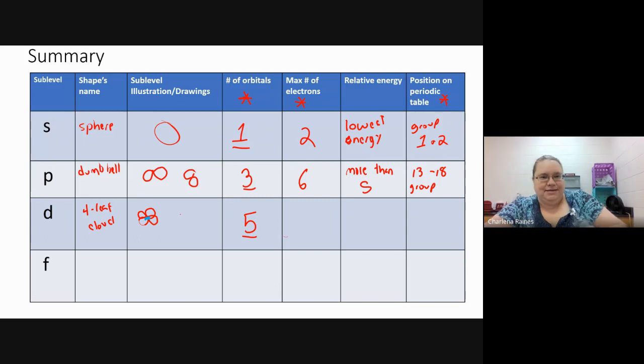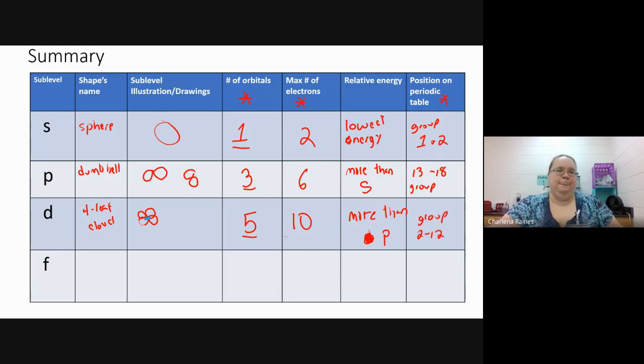All right, back to D, my D sublevel. It has 5 orbitals. Well, with 5 orbitals, it can hold at most 10 electrons. And D takes more energy to get into than your P. So it is a higher energy level. And our D sublevel, in terms of where we find it on the periodic table, or the D block on the periodic table, we find it in groups 2 through 12.